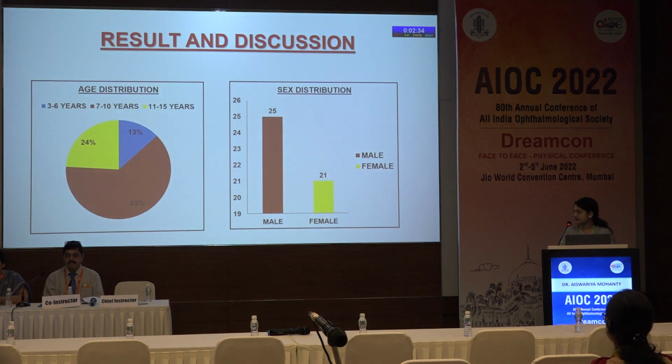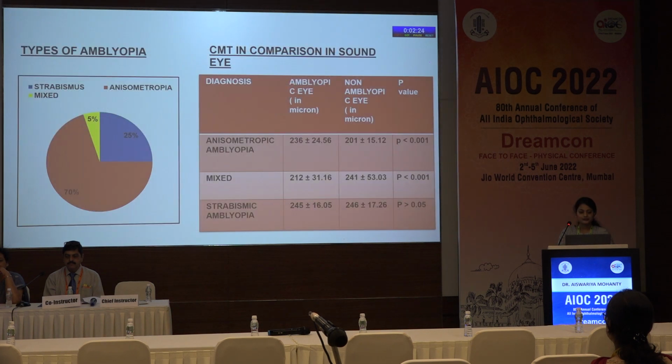Now coming to results and discussion, 63% of my cases belong to the age group 7 to 10 years. There was no significant difference between male and female in the occurrence of amblyopia. Regarding the types of amblyopia, 70% were anisometropic, 25% were strabismic and the rest 5% were mixed. This table shows the comparison of CMT value between both the eyes. In anisometropic amblyopia, the amblyopic eye had 236 micron while that of the non-amblyopic eye had 201 micron, and in strabismic amblyopia the results were insignificant.